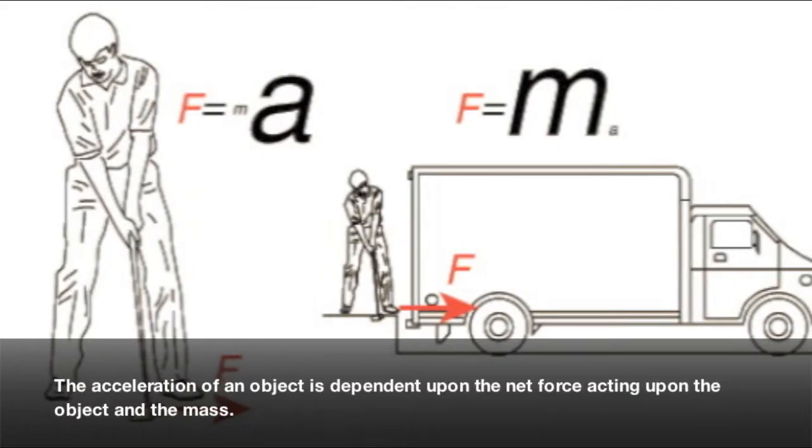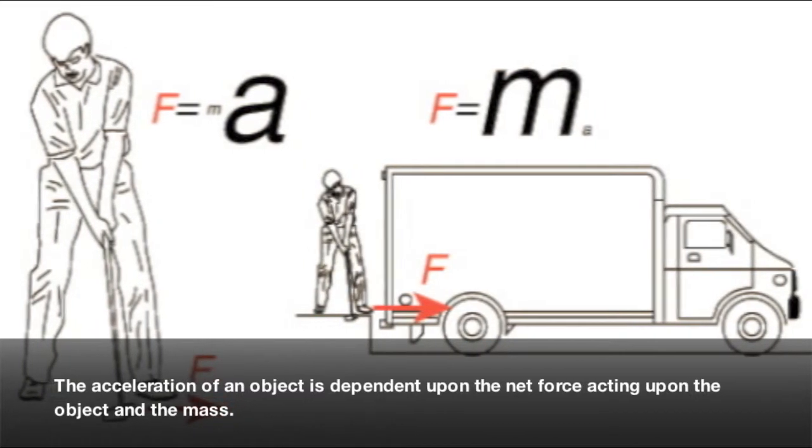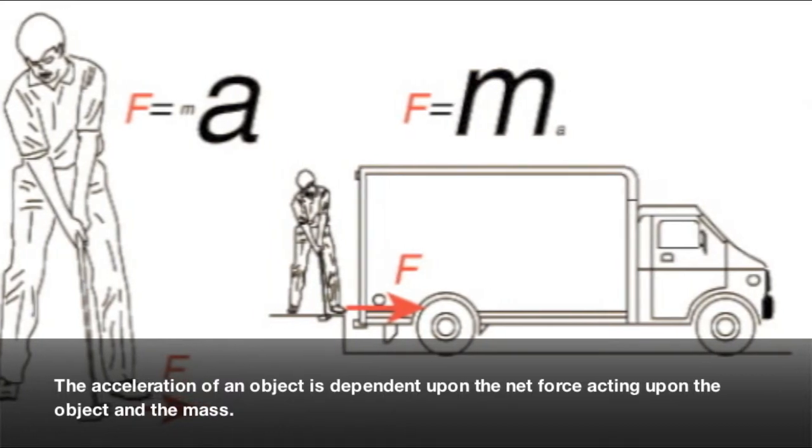It says that the acceleration of an object is directly proportional to the net forces acting on the object and inversely proportional to the object's mass. Mathematically speaking, this is stated as F equals ma.